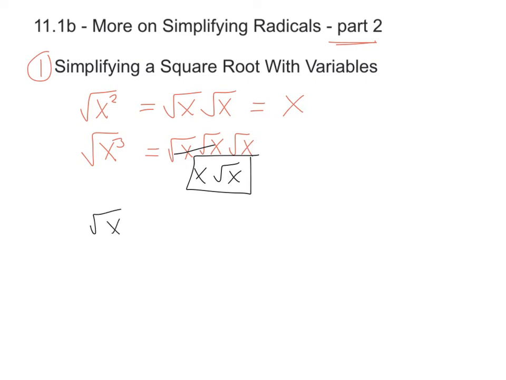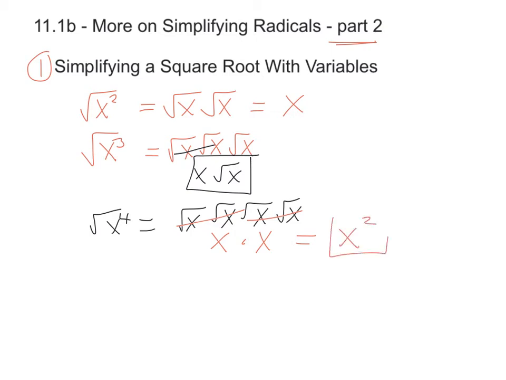Radical x to the fourth, we would write it out 4 times. And the first 2, radical x times radical x, is just plain x. Second 2, radical x times radical x, just plain x. And so the answer to that would be x squared. Radical x to the fourth is x squared.